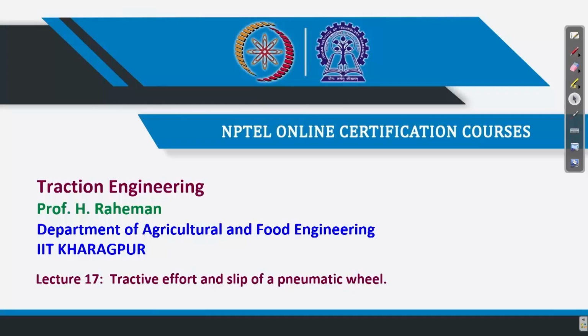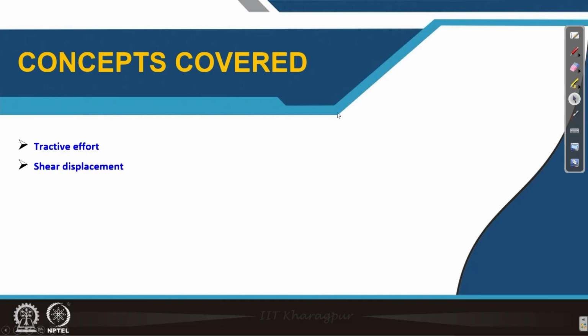This is lecture 17, where I will try to cover how to find out tractive effort and slip of a pneumatic wheel. When I say it is a pneumatic wheel, the obvious question which comes to our mind is whether it is operated in rigid mode or in elastic mode. The concepts which will be covered are tractive effort and shear displacement. As you know, tractive effort is related to shear displacement, hence we will cover these two concepts with respect to the pneumatic wheel.